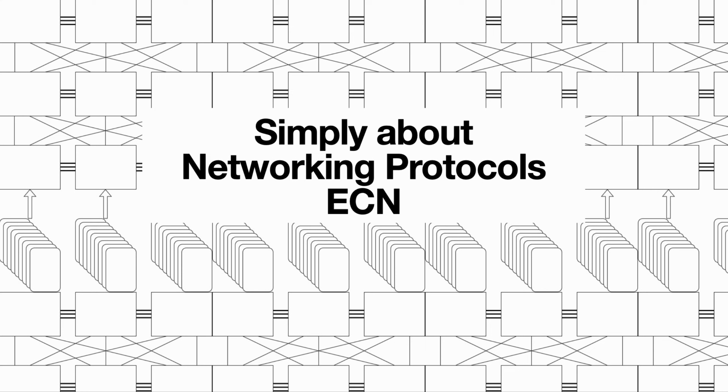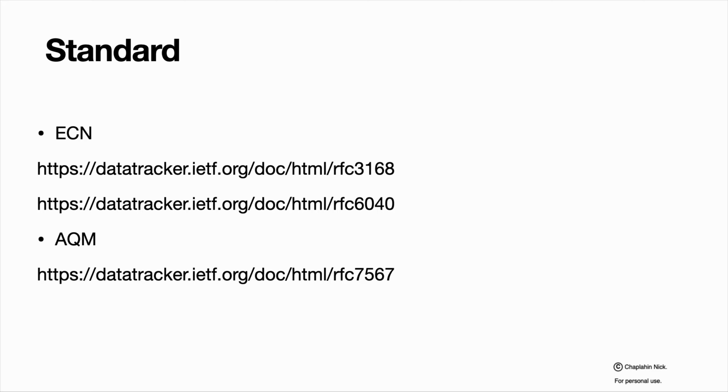This is simply about networking protocols, and today I'll talk to you about ECN. The standard that describes ECN is RFC 3168. You can find additional standards that describe ECN functionality in additional conditions, corner cases, and so on, depending on what exactly you need to implement or verify. And ECN is tightly connected to AQM, so the AQM standard is RFC 7567.